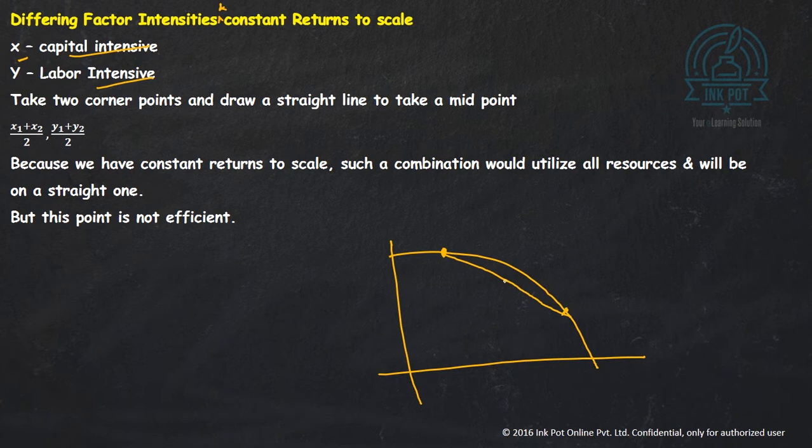Now when we draw a straight line between the two, the point in the middle will be this. If this is x1, y1 and this is x2, y2, then this point will be (x1 plus x2) upon 2 and (y1 plus y2) upon 2. Now if we have constant returns to scale, then when I'm producing (x1 plus x2) upon 2 and (y1 plus y2) upon 2, this point will utilize all my resources, meaning the entire labor and the entire capital. I'll take a point again here and explain this. You see, this is point 1, this is point 2. At 1 all the labor and capital is utilized, and at 2 also all the labor and capital is utilized.